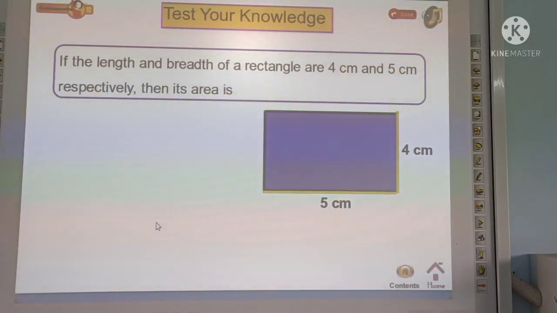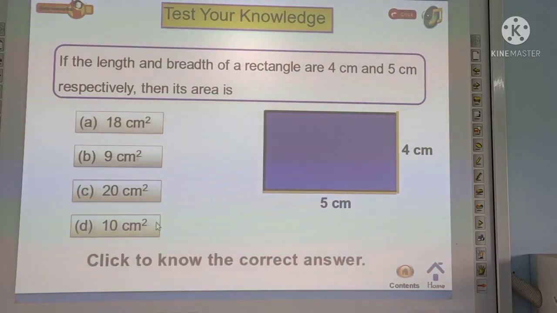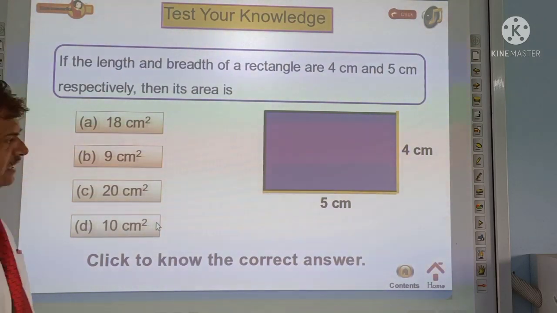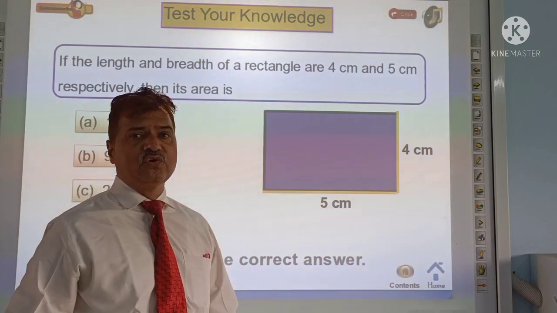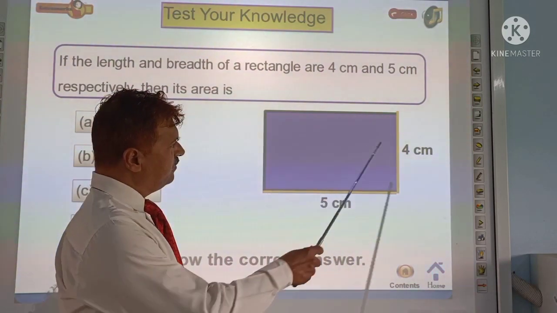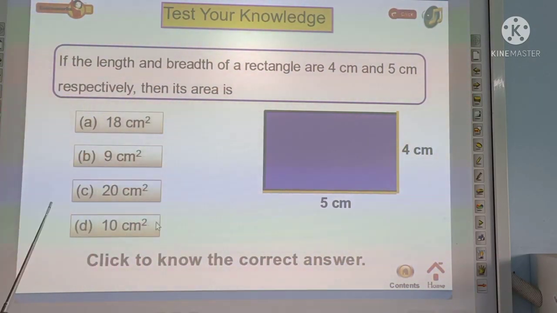Let us now try to solve this problem. If the length and breadth of a rectangle are 4 centimeters and 5 centimeters respectively, then its area is given by 18 centimeters square, 9 centimeters square, 20 centimeters square or 10 centimeters square. Click to know the correct answer. Length is 5 centimeters, breadth is 4 centimeters, area of rectangle is equal to L into B. So 5 into 4, that is 20 centimeters square, is the answer of this question.